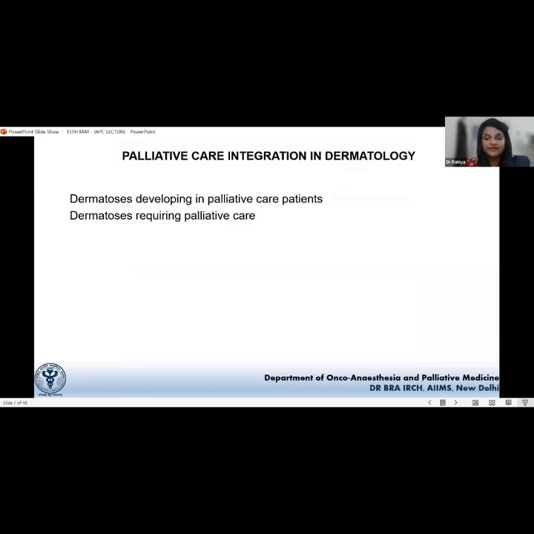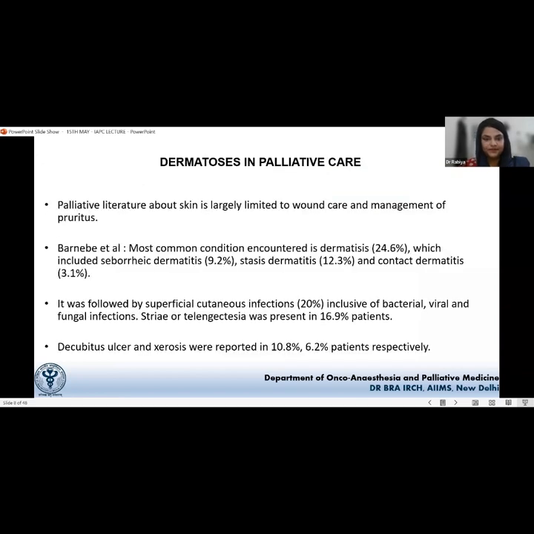Now, palliative care in dermatology can be broadly classified into dermatosis developing in palliative care patients and dermatosis requiring palliative care. Now, dermatosis in palliative care, what is this? Palliative literature about skin is largely limited to wound care and management of pruritus.